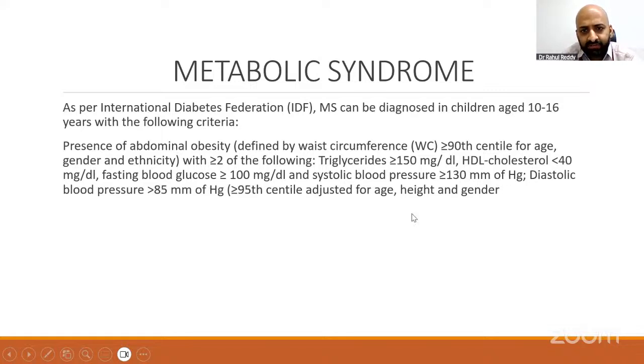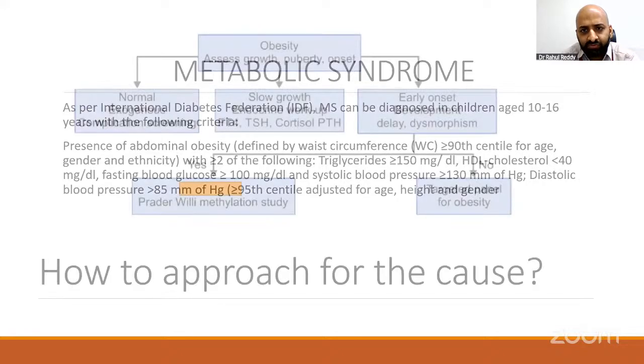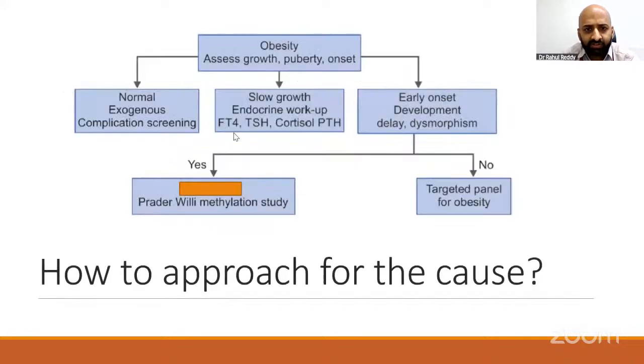So again, this is just a clinical term used to classify them as metabolic syndrome, but the treatment and other aspects will most of the times remain the same when we're dealing with any other child.